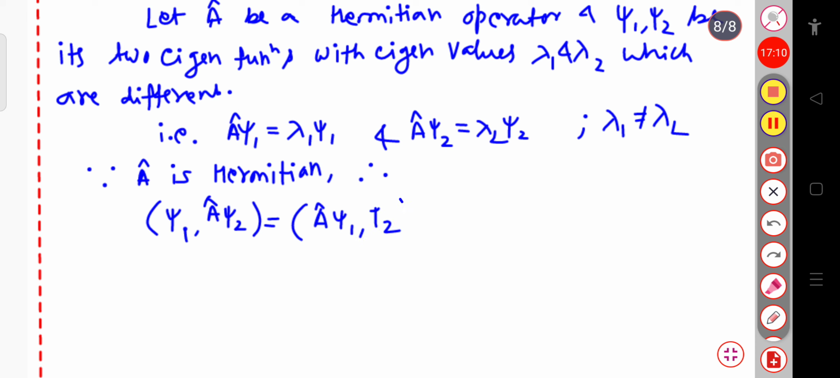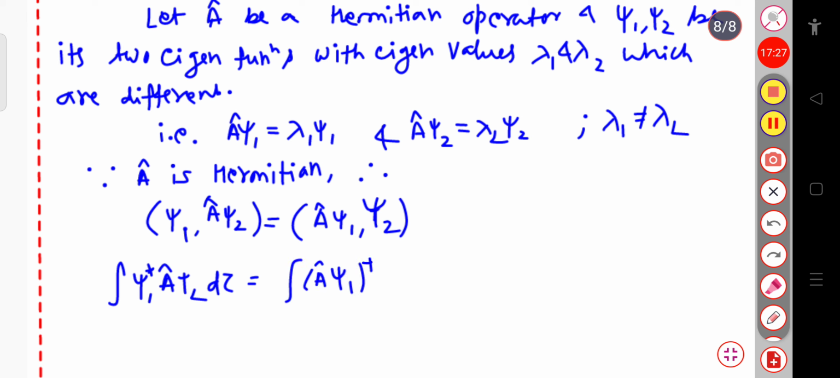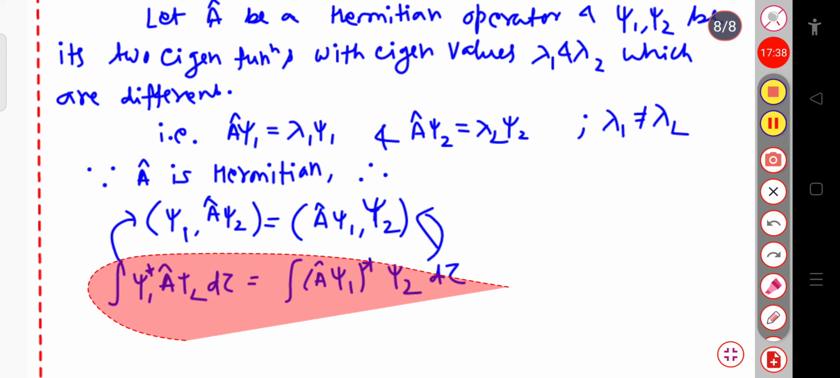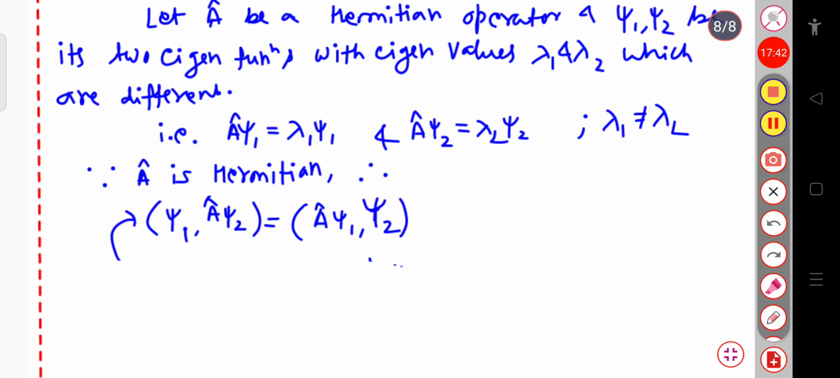So this is basically just the representation. It is actually psi 1 star into A cap psi 2 d tau, that is equal to A cap psi 1 whole star into psi 2 d tau. So this total representation can be written in this form. I can directly write this shortly. The first one represents the complex conjugate one, and here also this one is the complex one.